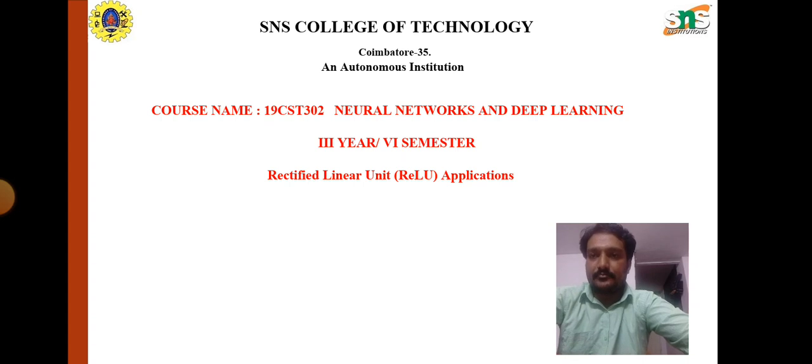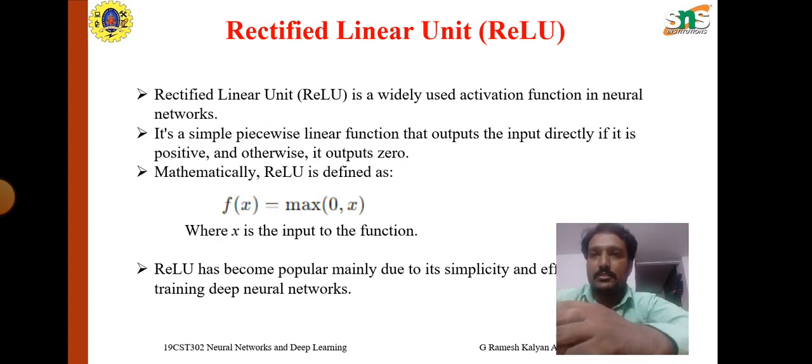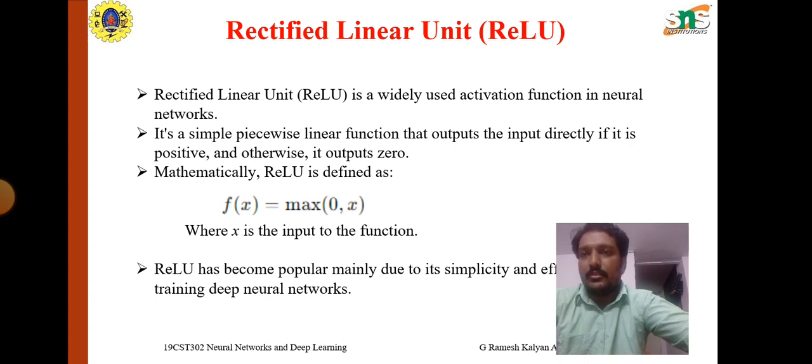So we saw previously what is a rectified linear unit, that is ReLU. This is a widely used activation function in neural networks. It's a simple piecewise linear function that outputs the input directly if it is positive, and otherwise it outputs zero. So it is a simple activation function that uses a linear function, which outputs the input directly if it is a positive one.